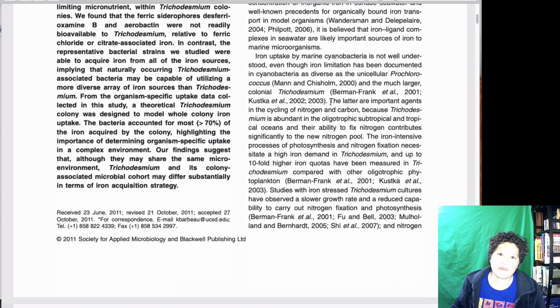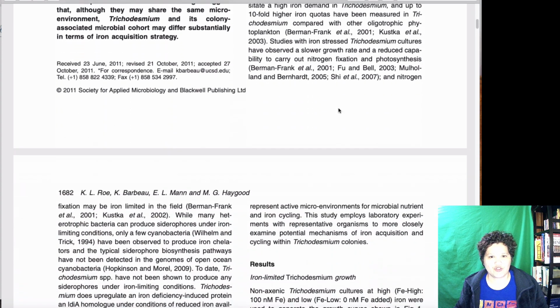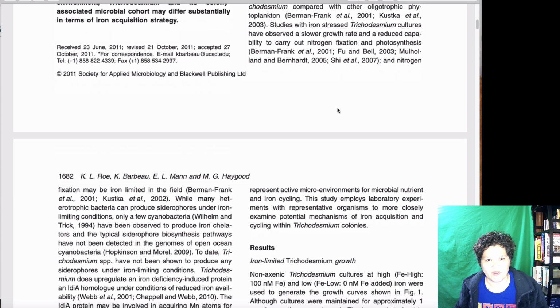Now, the second paragraph, remember, is the literature search, where they talk about all the things that have been done in the past. So they talk about iron limitation in a number of different things. For example, Prochlorococcus, Trichodesmium, reference. Why is Trichodesmium important? Reference. More Trichodesmium stuff, reference. Now you notice they're focusing a lot on Trichodesmium, and that tells you that Trichodesmium is going to be important in the study.